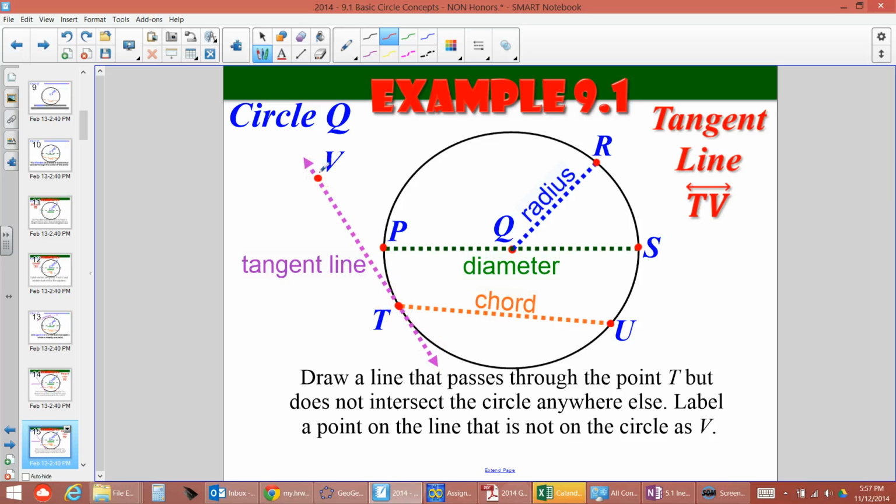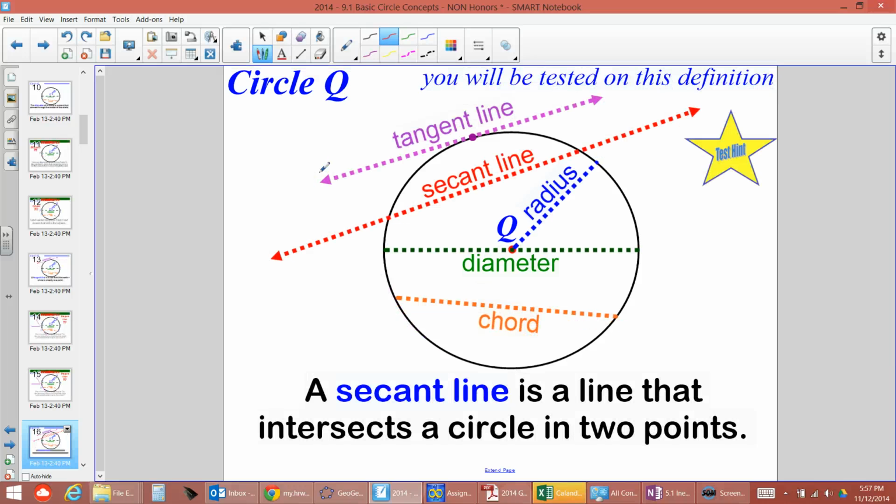All right, we use these a lot. We'll talk more about it later, but a tangent line touches it only once. A secant line is a line that touches it twice, just like a chord, but it keeps going on forever in both directions. So chord, line segment. Secant, line. Not a segment, a full line.